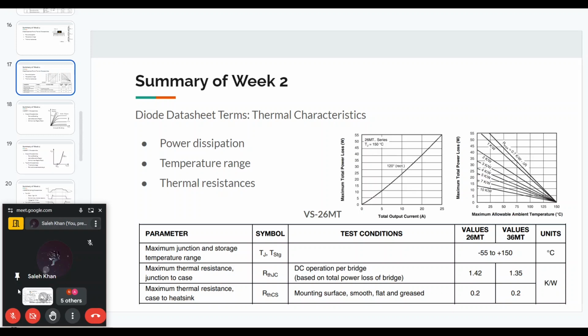So the maximum temperature is given here, for example, in this table. If you go beyond 150 degrees, then you will damage the device. If you are within this limit, you can operate your device. That is why you will be given different curves for what happens within this limit.